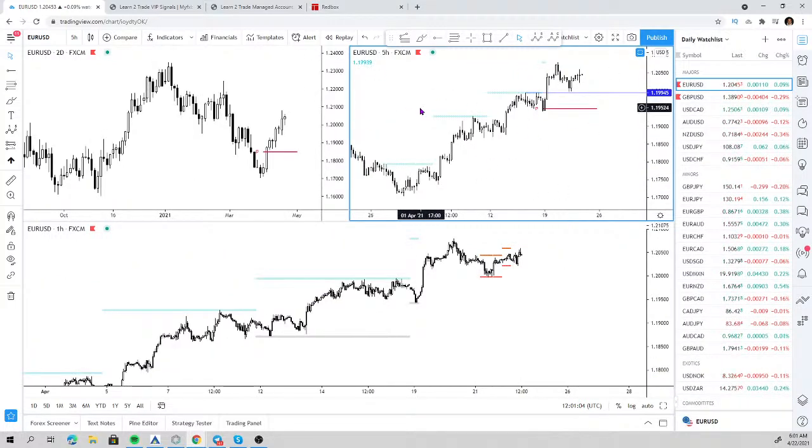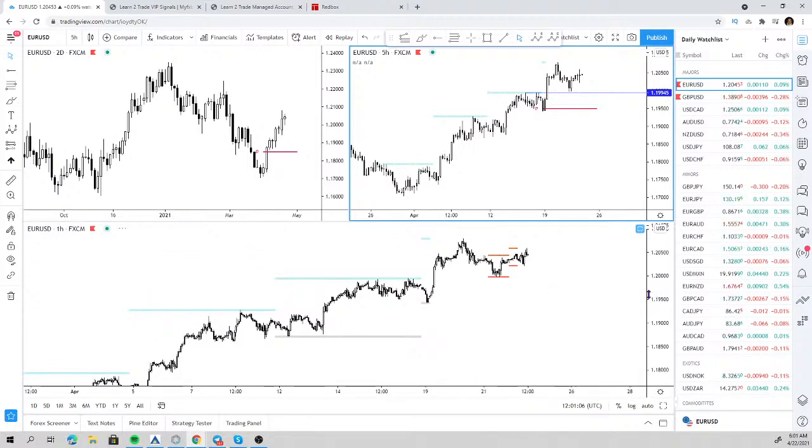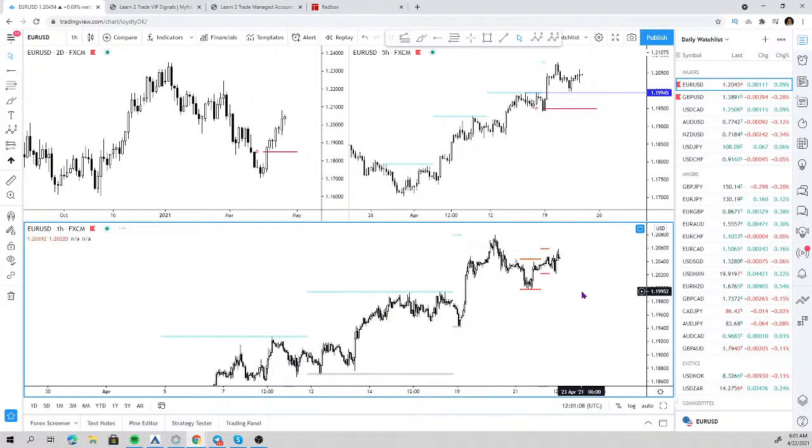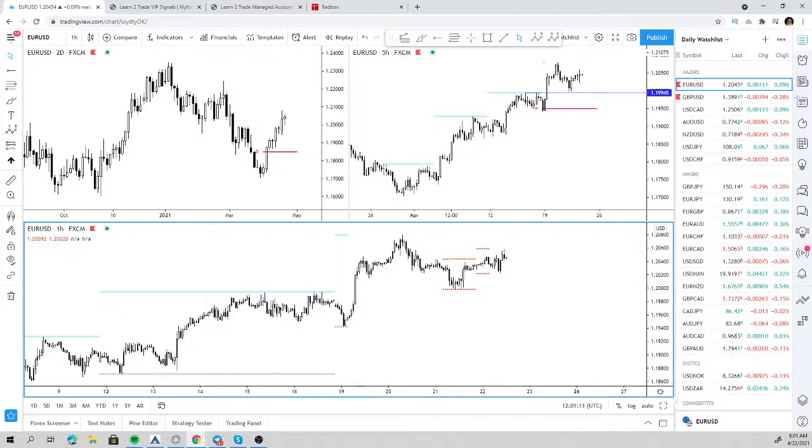This is the 1 hour chart on the bottom of my screen. Nothing to see going on here during the ECB announcement. Hola, ¿cómo están? Yeah, we're going to get to the gold forecast.